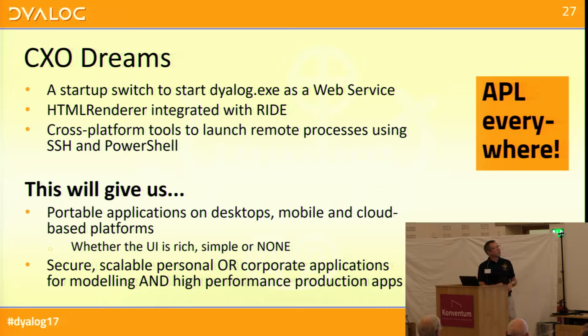I think to take advantage of the cloud, we really need these cross-platform tools to launch remote processes very, very easily from APL, so you can just spin up processes on the cloud or on other machines that are available to you. And then we'll be able to have portable applications, desktops, mobile, cloud, regardless of whether the user interface is rich or simple, or there's no user interface at all. And you can build both personal or corporate applications and have APL running everywhere, on things as well.